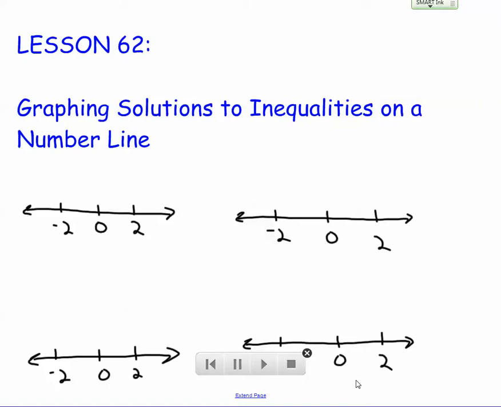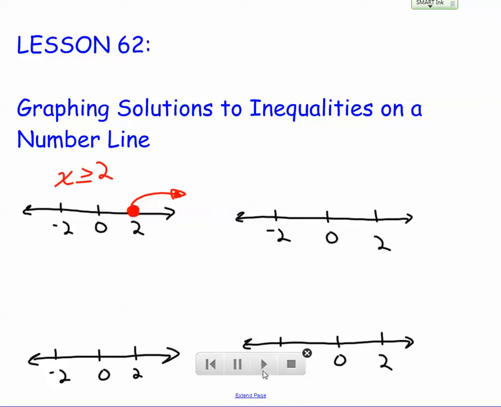We could have something like x is greater than or equal to 2. Greater than or equal to, we put a dot on 2, and all the numbers that are greater than or equal to 2 are to the right of 2, so we'll just do an arrow to the right of 2. And there's all the values that are greater than or equal to 2, and all the values that solve this inequality.